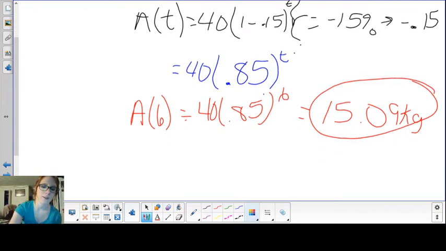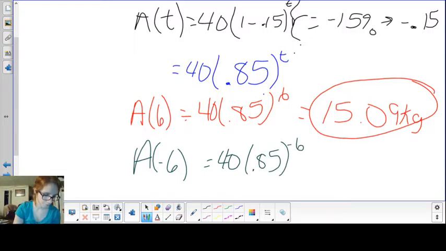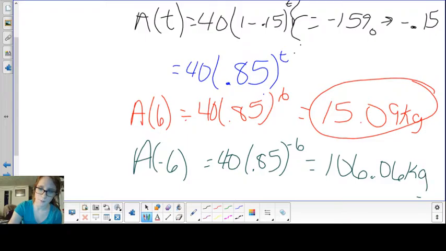Well, what about 6 days ago? So what happened yesterday? So because we're going backwards, it's going to have negative 6. So I have 40 times 0.85 to the negative 6. So 40 parenthesis 0.85 close parenthesis caret negative 6. 6 days ago I had 106.06 kilograms worth of my radioactive isotope.